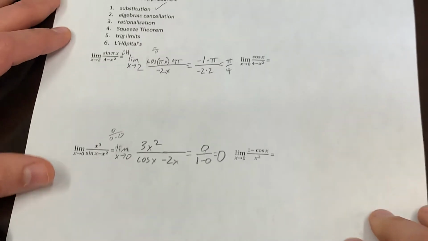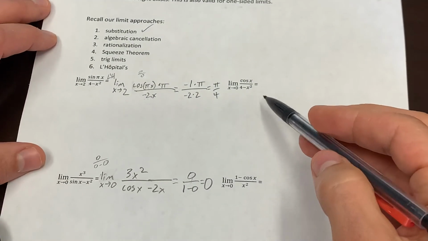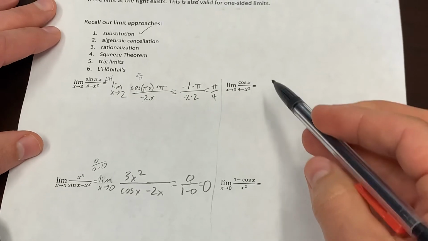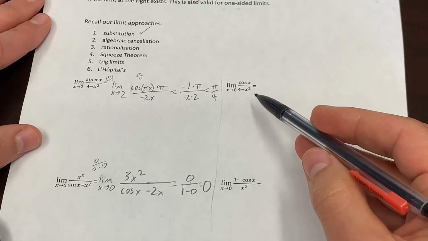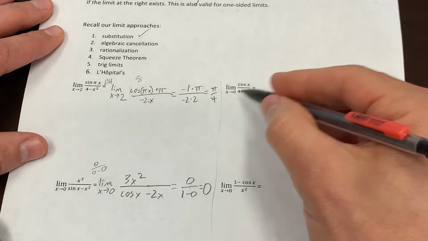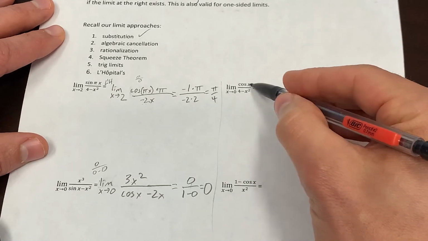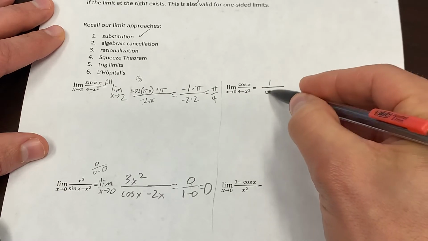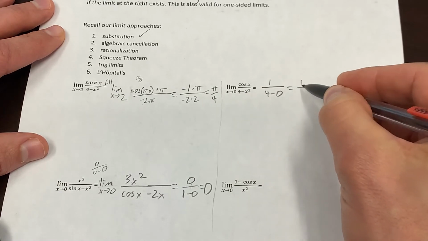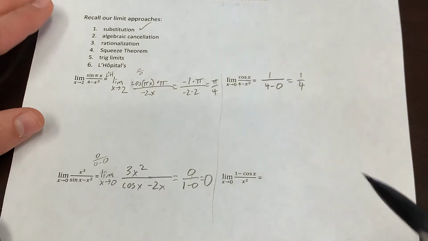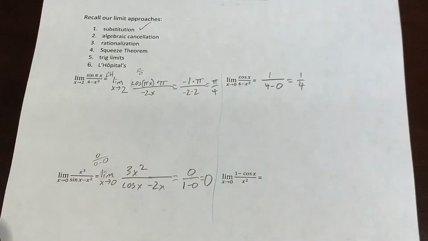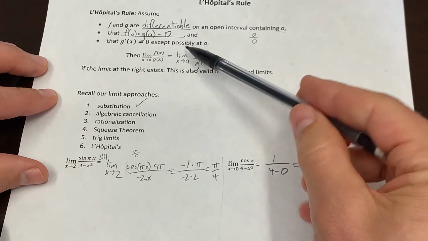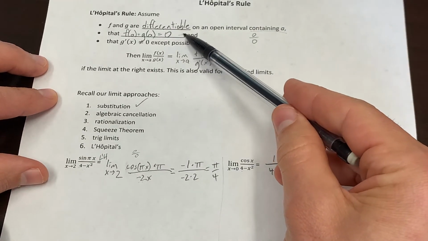Let's have a look at this one. Every so often you get a problem where you just love L'Hopital's rule so much that you get sucked into using it, but hold on a second. Notice that cosine of 0 is 1. This is 4 minus 0. So the answer is 1/4, and you don't use L'Hopital's rule. Those problems are going to be sprinkled throughout just enough so that you don't jump into using L'Hopital's rule without checking this very important hypothesis.